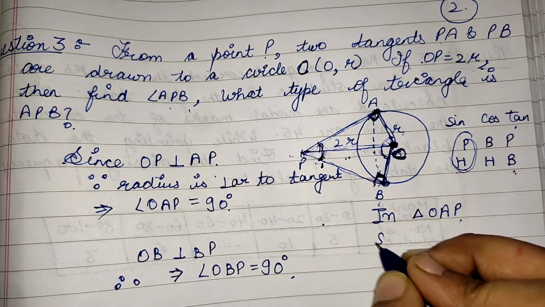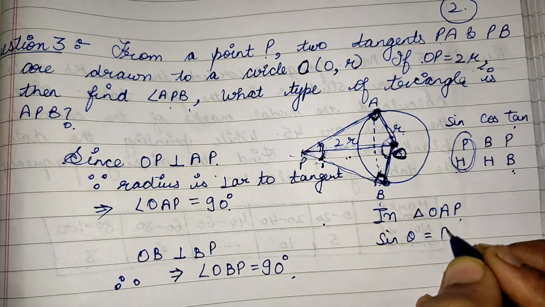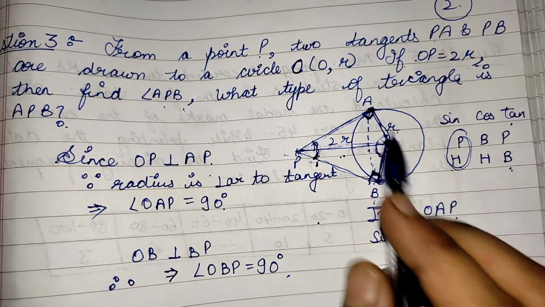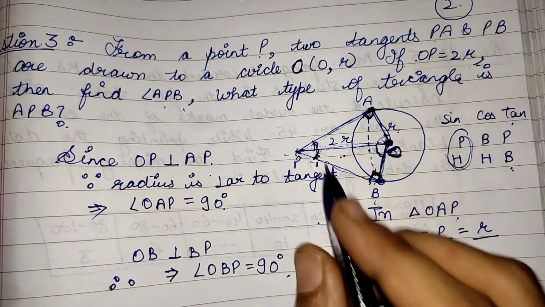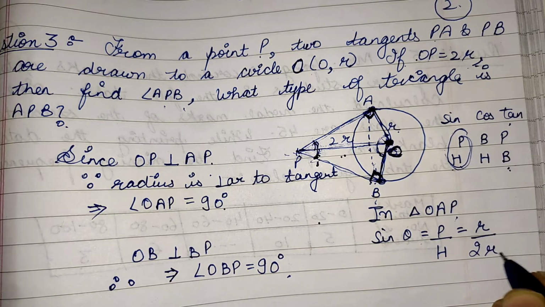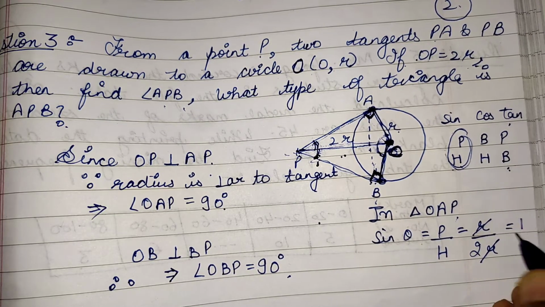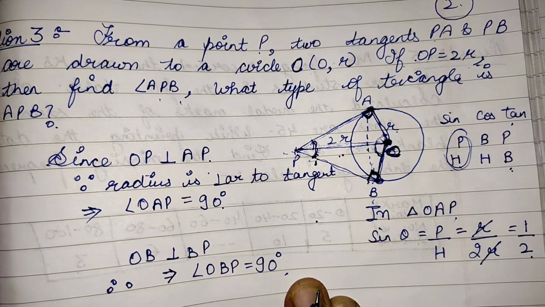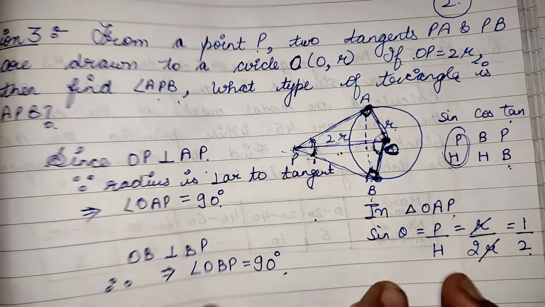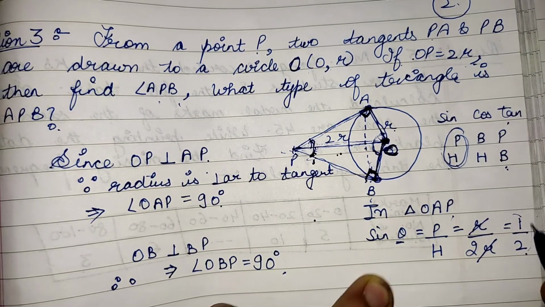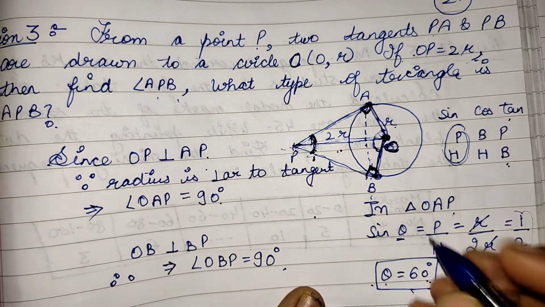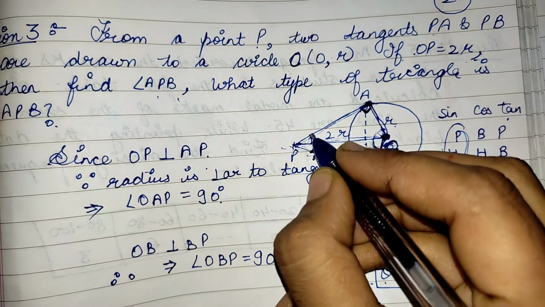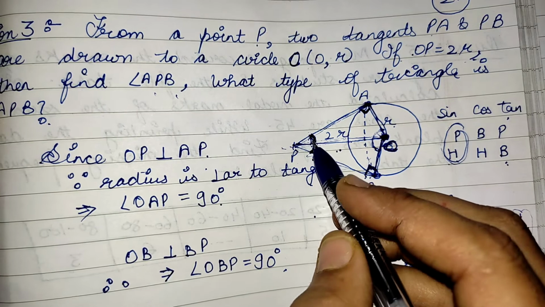So I can say that sine theta is equal to perpendicular by hypotenuse, and perpendicular is what? Perpendicular is my r divided by hypotenuse is my 2r. So r and r will get cancelled out, it will be equal to 1 by 2. So from trigonometric table, which is the value of the angle where sine theta is equal to 1 by 2. So theta is equal to 30 degrees, so that means this angle will be equal to 30 degree.